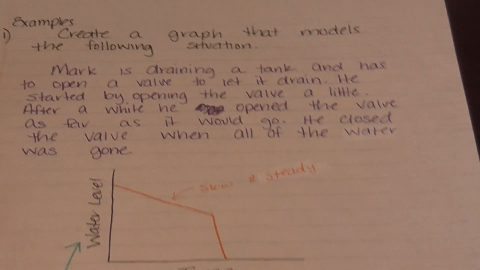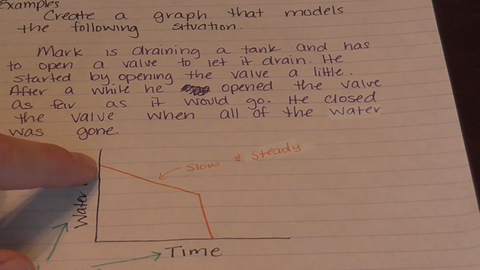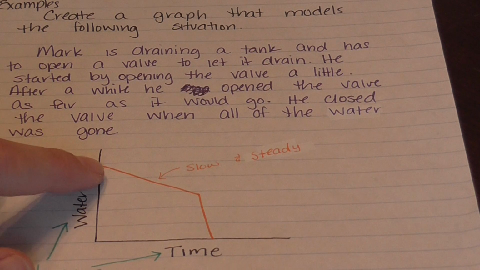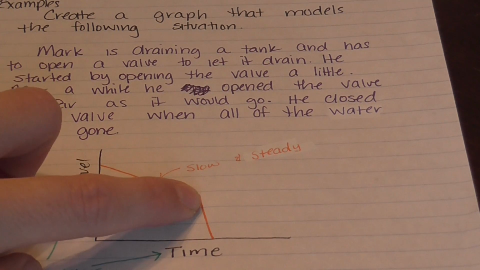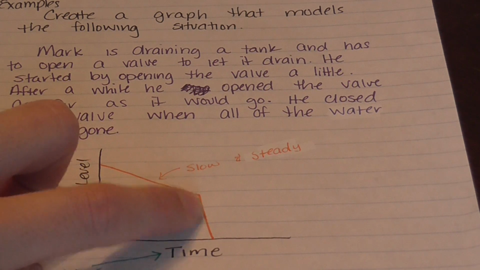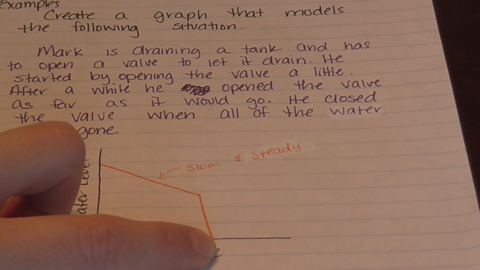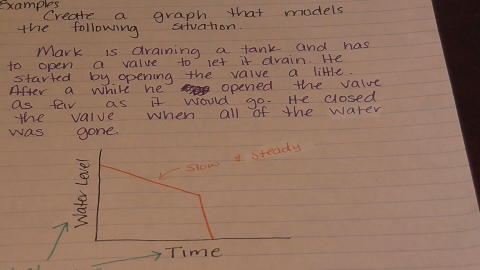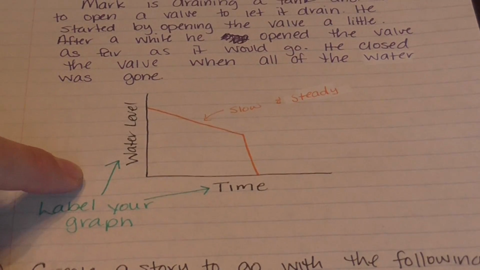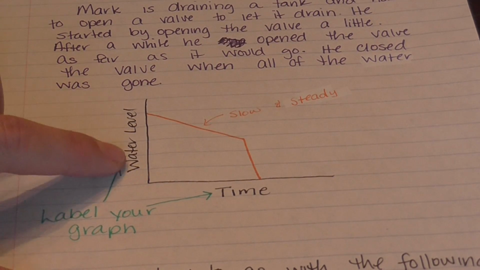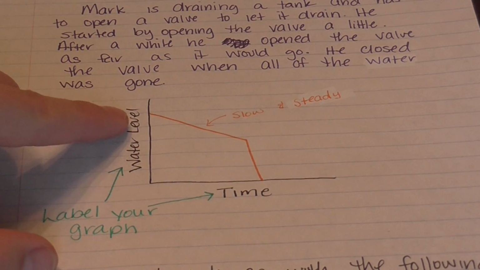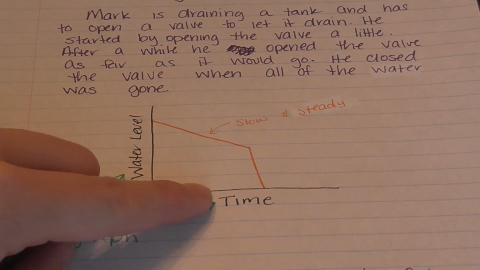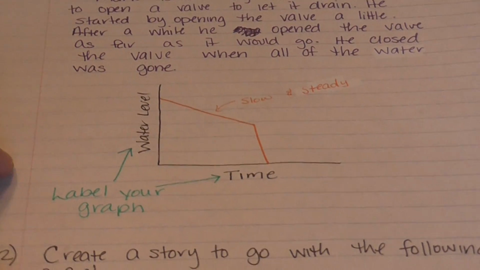So if you start with a fish tank that has a water level that's high because it's full, when he opened the valve just a little bit, it had a slow and steady decrease. Then he opened the valve all the way, and it drained really, really fast until all that water was gone. So make sure that if you're asked to make up a graph that you label which one is your water level and which one's time. So this was the level of his water, and this is time passing as he's opening that valve.